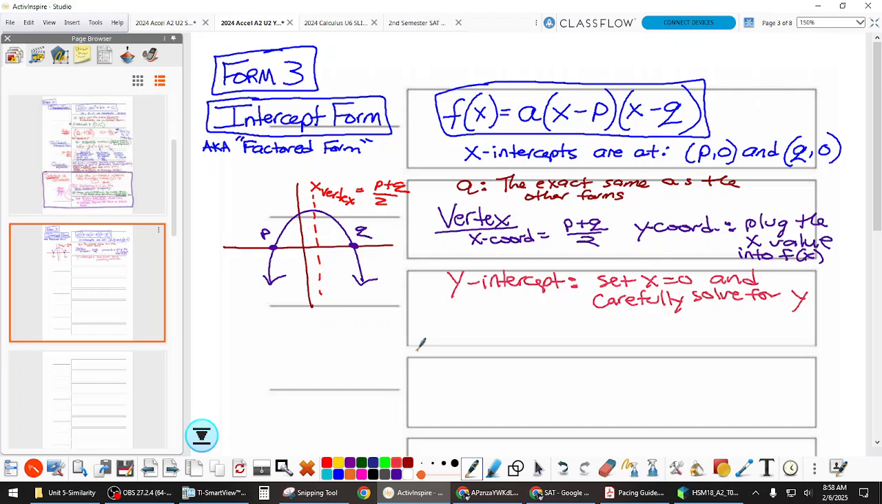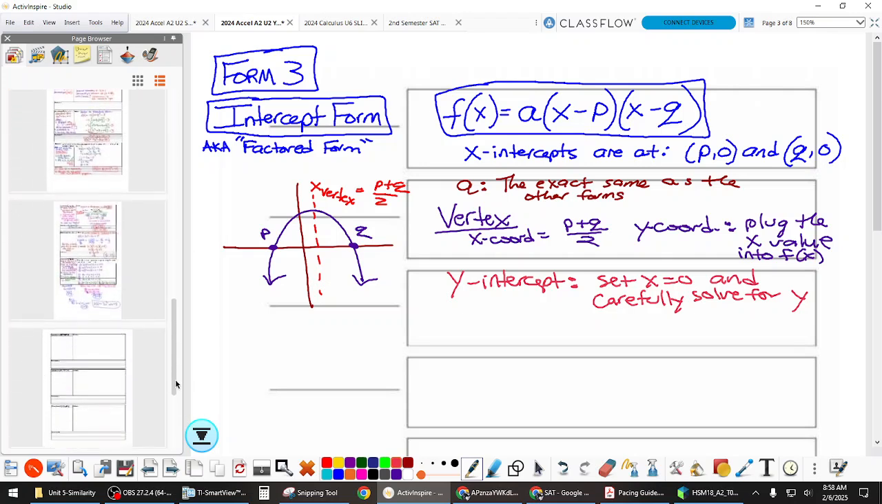Yeah, just plug in both intercept values and solve for A with a point. You still need a point, right? Otherwise, if you only plug in P and Q, you'll have X and Y as a variable along with A, which is too many variables. So let's do a couple examples of things.